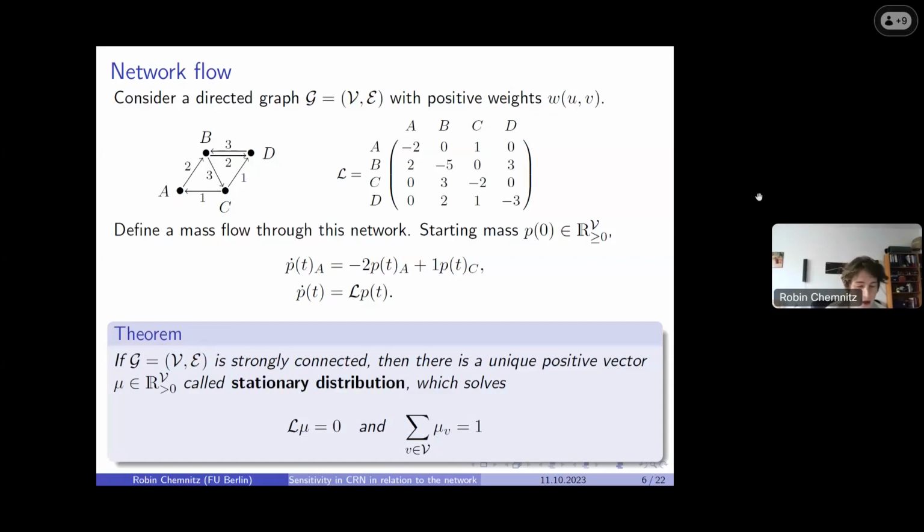Okay, why am I showing you this? This is incredibly basic on the one hand, and on the other hand far from where we want to go. Because here in this simple setup we can already study how sensitivity works in a general setting.